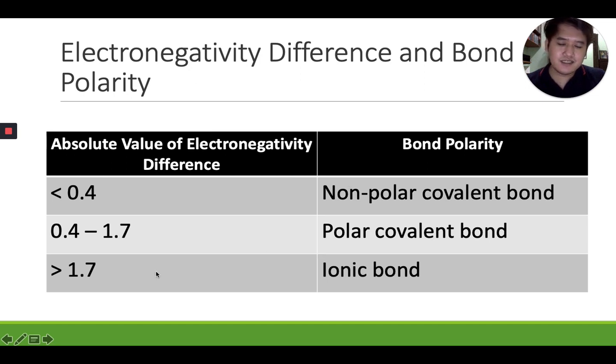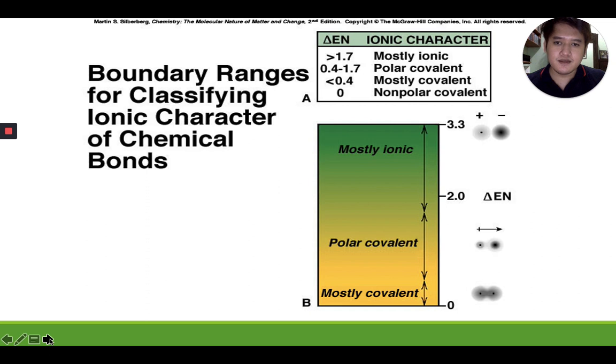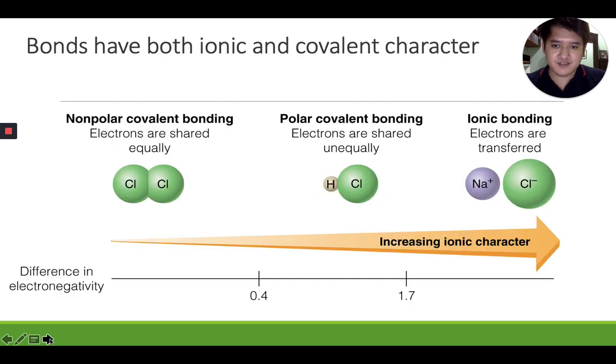Now, if there is a significant separation of charges, so you can really see a positive end or a negative end, and it falls greater than 1.7 for the EN difference, we consider that bond to be ionic. Okay, ionic bond. So same thing here, there is actually a spectrum. There's a spectrum of classifications.